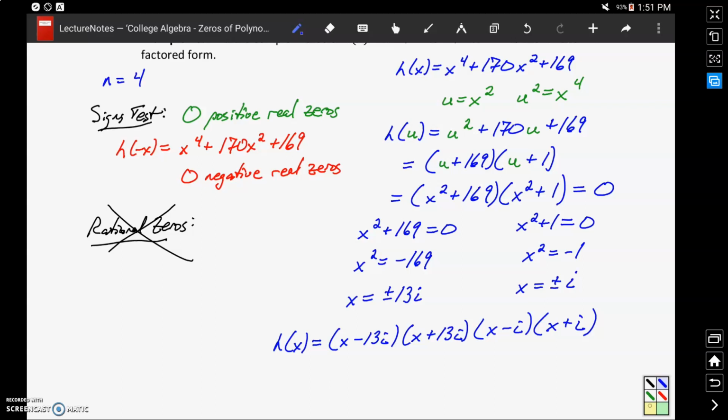Again, the key that we were looking for to take this approach as an alternative is that the signs test told us that there would be no real numbers that would be zeros for our function. Since there are no real zeros, we won't find any rational zeros. So even if we constructed that list of values for p and q, those values for p over q that we would plug in as test points, none of them would return a 0. The only way to get to our solution would be to use the substitution method and then factor as a quadratic function.